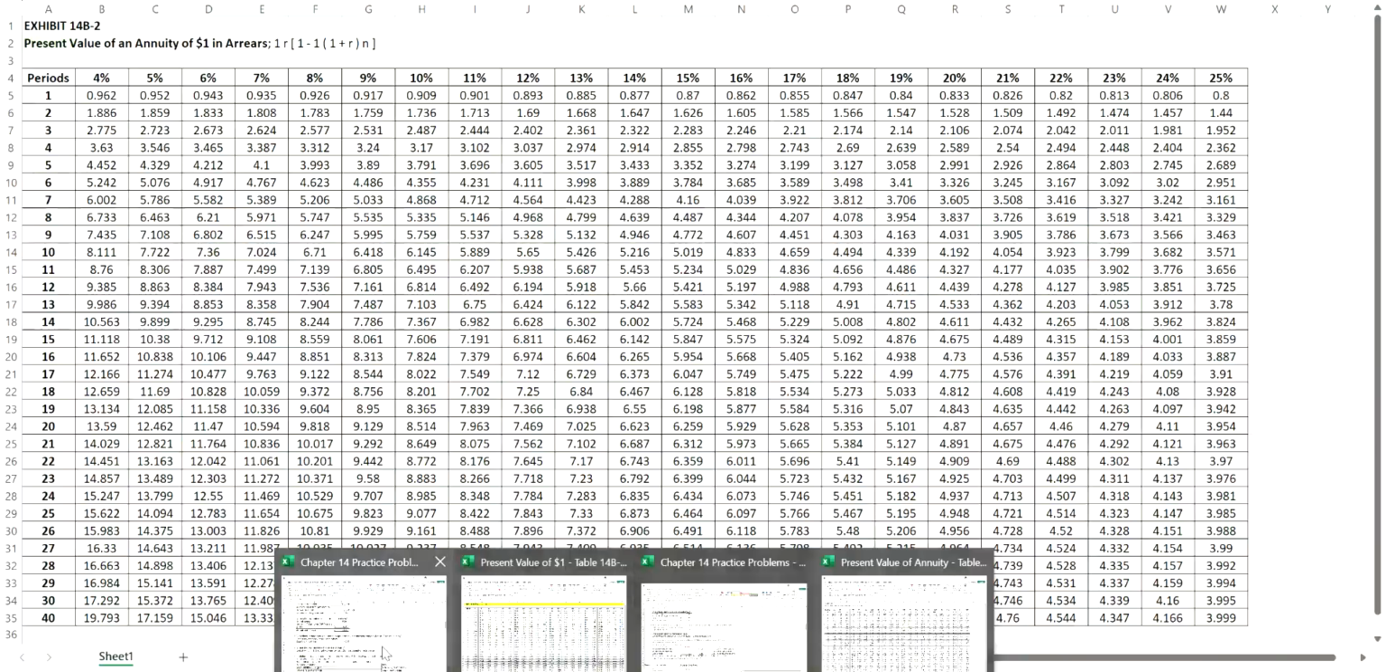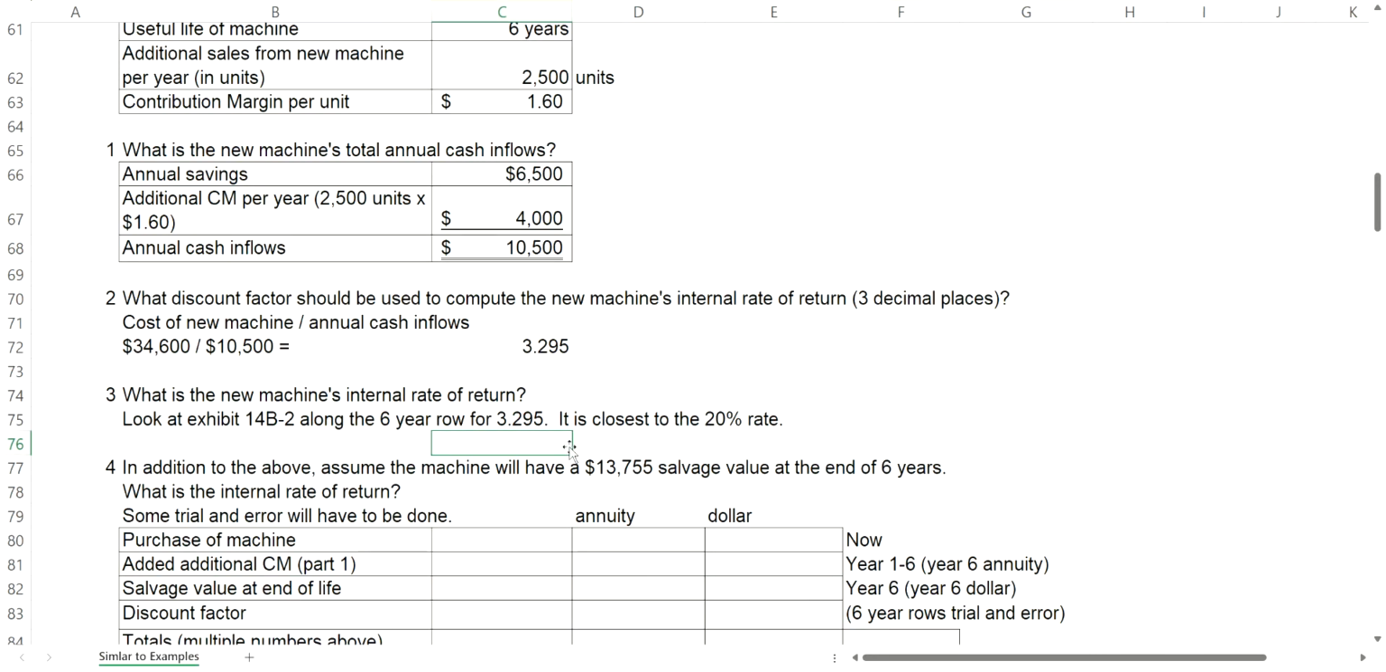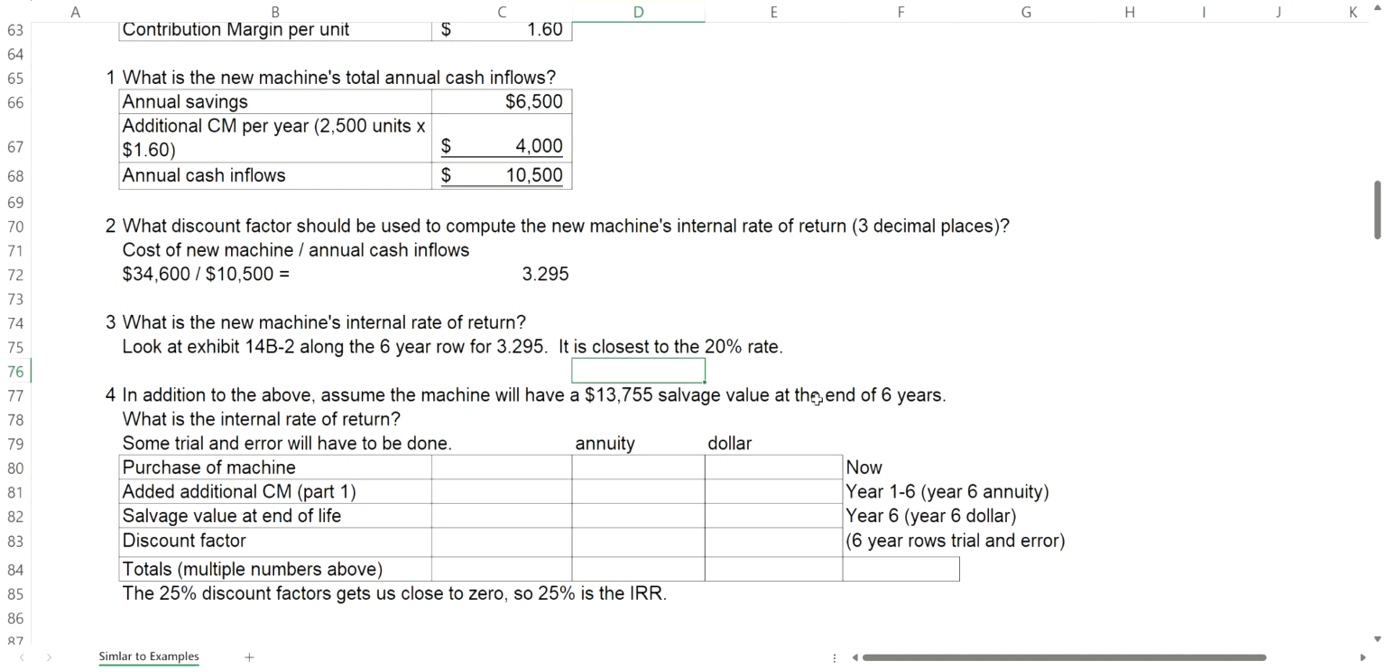So I went ahead and just put in my answer here that it is closest to about 20, but might be 21%. It's right in between those two. So that gives us the idea that we're making a 21% return on our investment. For every $100 we spend on the machine, we're getting $20 to $21 back in cash inflows.